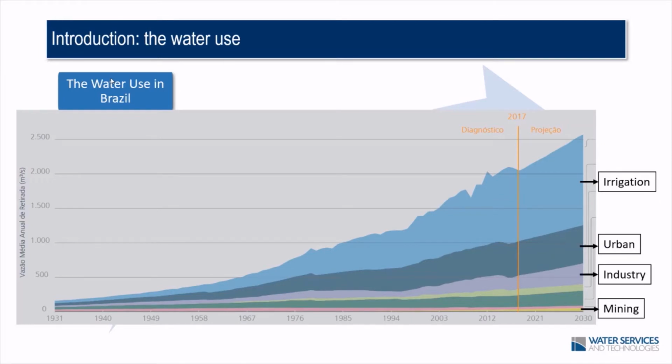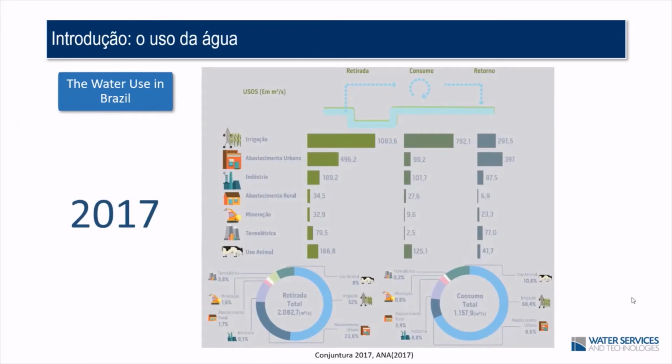So we can see here that irrigation is responsible for the major water use in Brazil, followed by urban and industry. Mining represents by itself an important role in the water use in Brazil, and it's actually the 7th major water use in the country. So this is the situation for 2017. You can see here that irrigation is the major water use in Brazil, followed by urban use and industry. And here you have the mining industry.